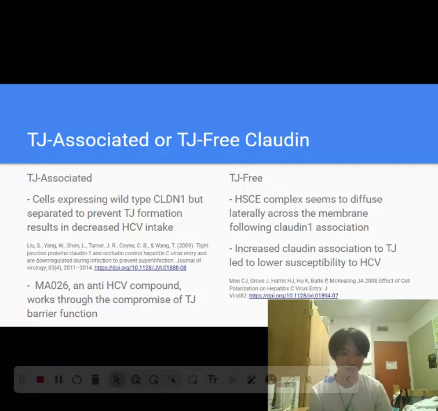This supports the theory that maybe it associates with the tight junction free claudins. Furthermore, another paper discussed how increased CLDN1 association to tight junctions led to lower susceptibility to HCV. This would support the argument that if there's more of the claudins in the tight junction barrier, it will actually prevent HCV from entering the cell.